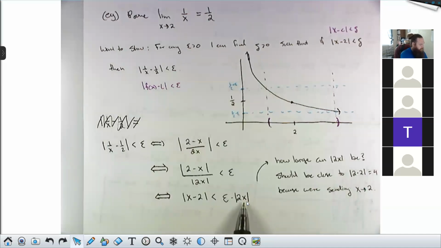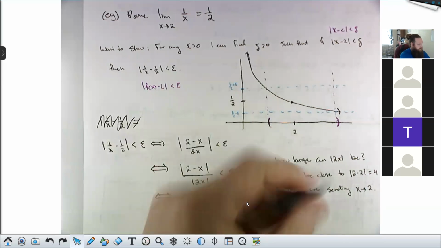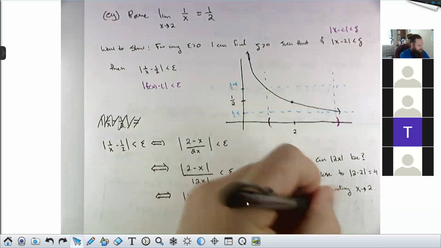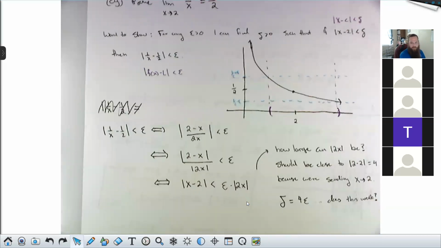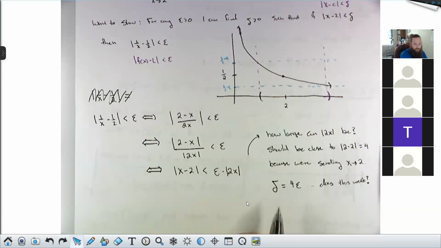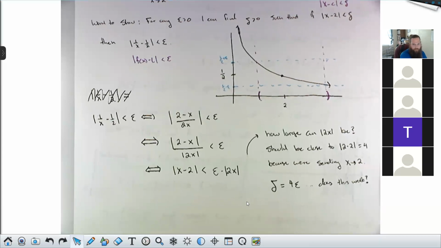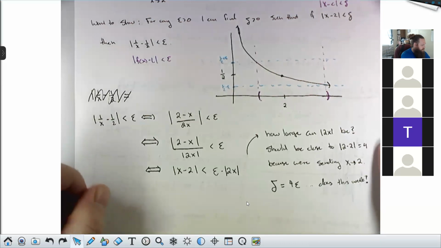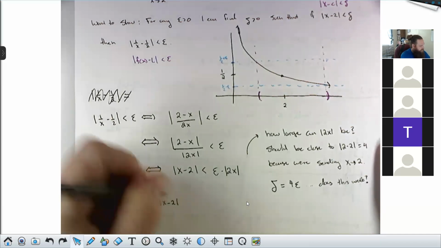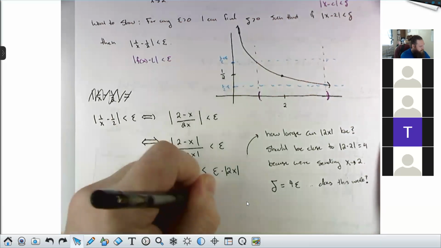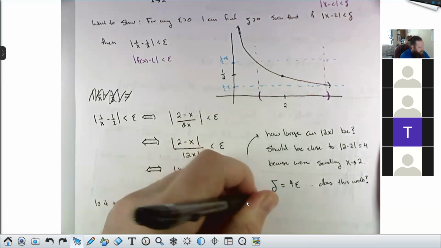So maybe we should say that delta is equal to 4 epsilon. Does this work? And if the algebra doesn't come out really nicely, I could always take delta to be just something smaller, like 3 epsilon, 2 epsilon, or even epsilon itself. So let's try it. Is it true that if the absolute value of x minus 2 is less than 4 epsilon, then the absolute value of 1 over x minus 1 over 2 will be less than epsilon itself? That's what I want to know.